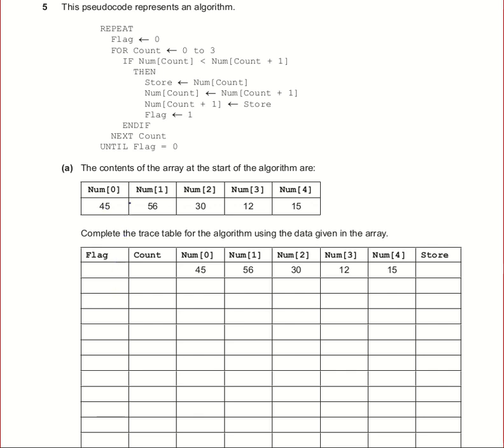This is a question you were asking me about, and this is a trace table question which we need to complete for the algorithm which is given as pseudocode. We are also given an array by the name of num which has 5 values. The index starts off at 0 and goes up till 4.